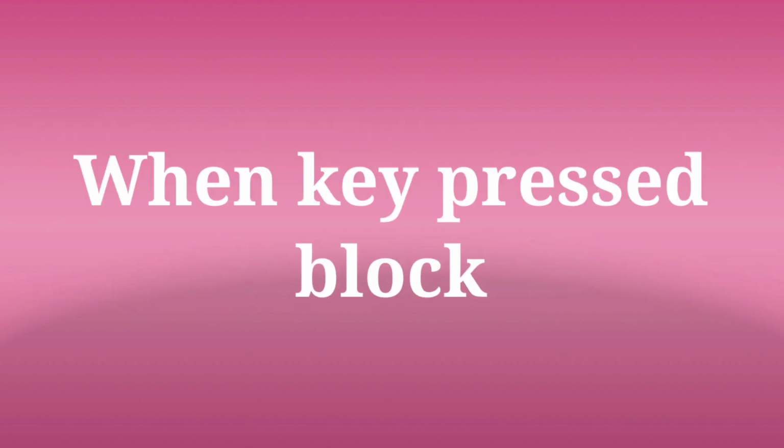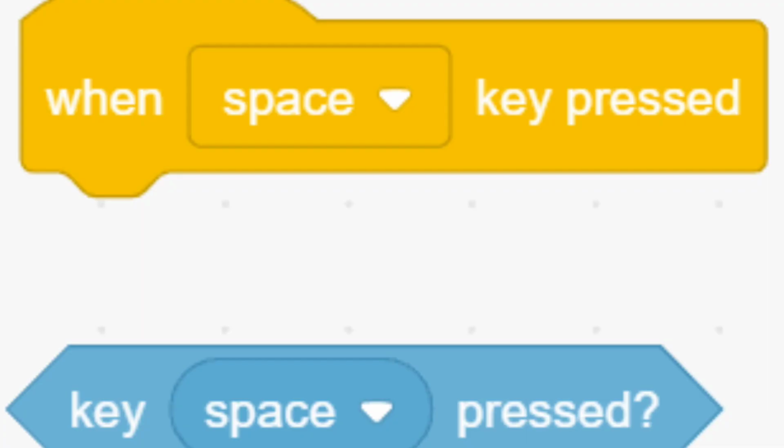Next, when key pressed block. When the specified key is pressed, then the script starts running. The list of key options can be seen by clicking on the down arrow in the block. We can choose which key we need. If we select space key, we can press the space key. If we select down arrow key or left arrow key or right arrow key, whichever key we selected, when we press that key the output will be displayed.